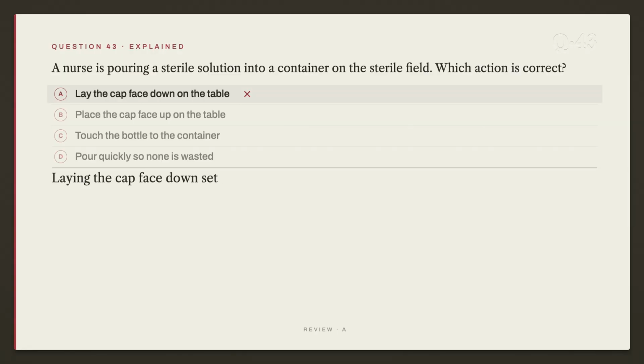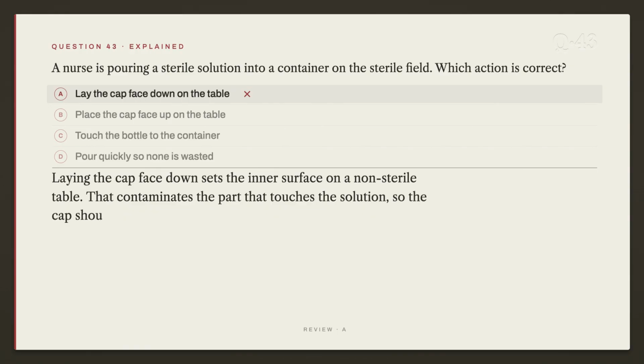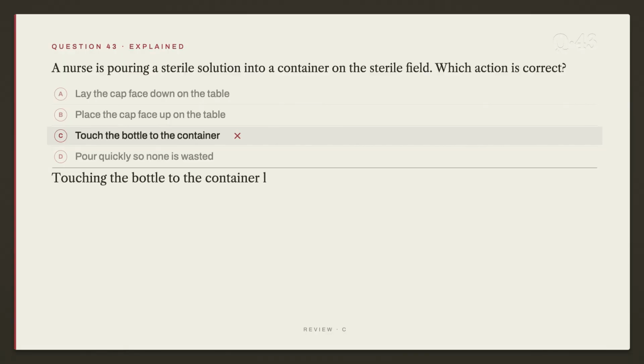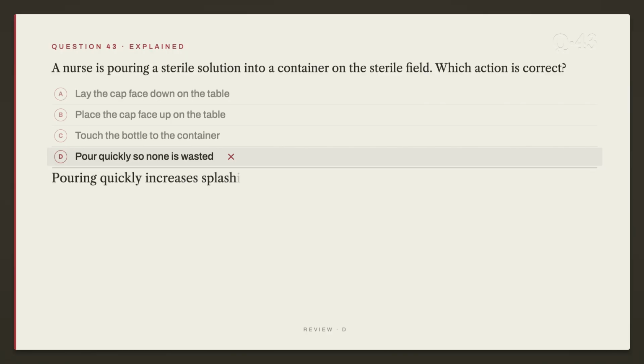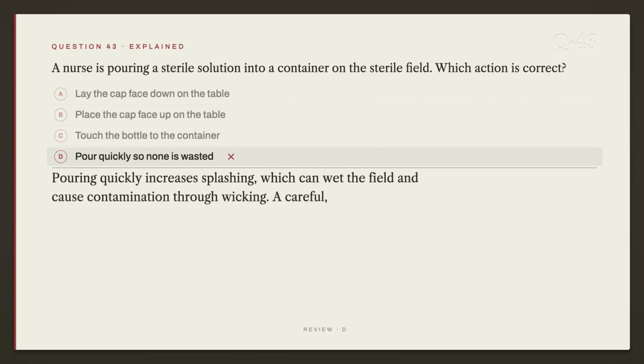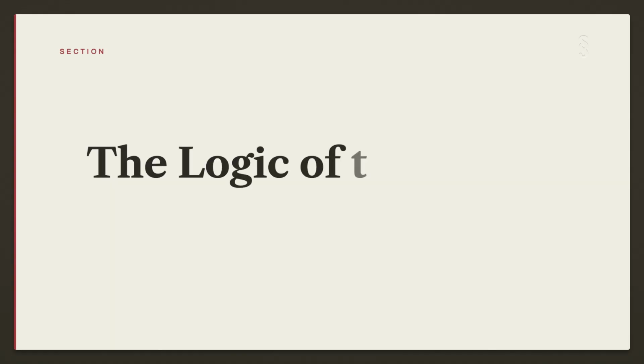A is wrong because laying the cap face down sets the inner surface on a non-sterile table. That contaminates the part that touches the solution, so the cap should rest face up instead. C is wrong because touching the bottle to the container lets a non-sterile bottle contact the sterile receptacle. The nurse pours without contact, so the sterile container on the field stays sterile. D is wrong because pouring quickly increases splashing, which can wet the field and cause contamination through wicking. A careful, steady pour protects the sterility of the field during the procedure.